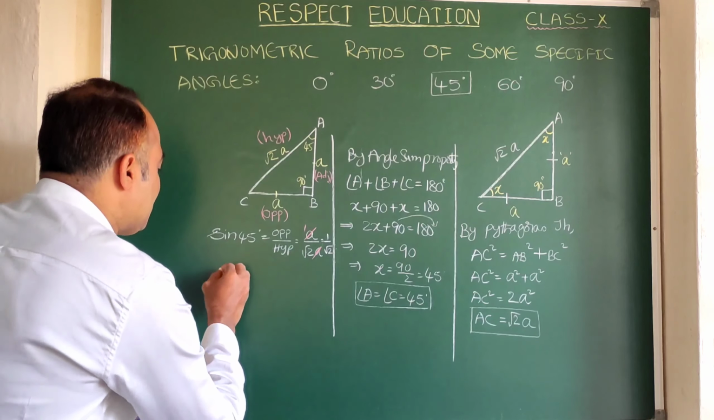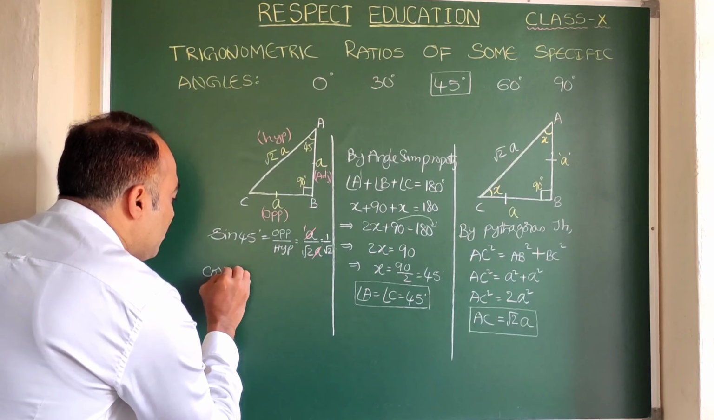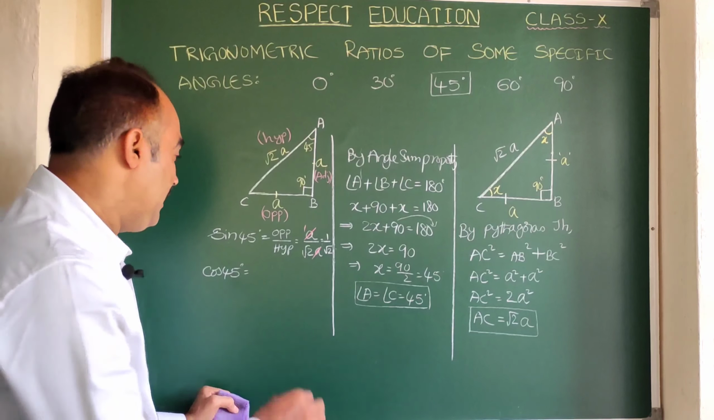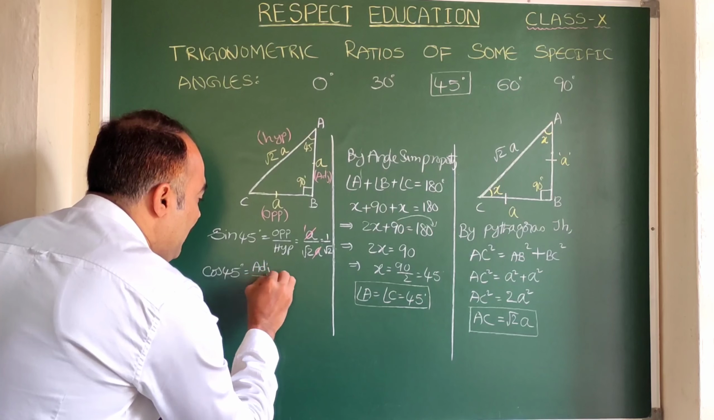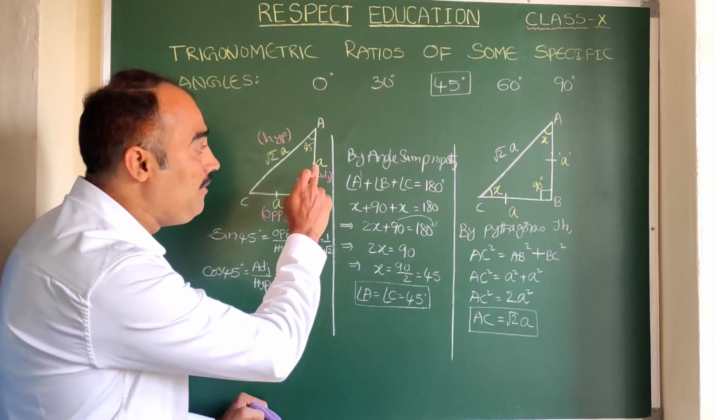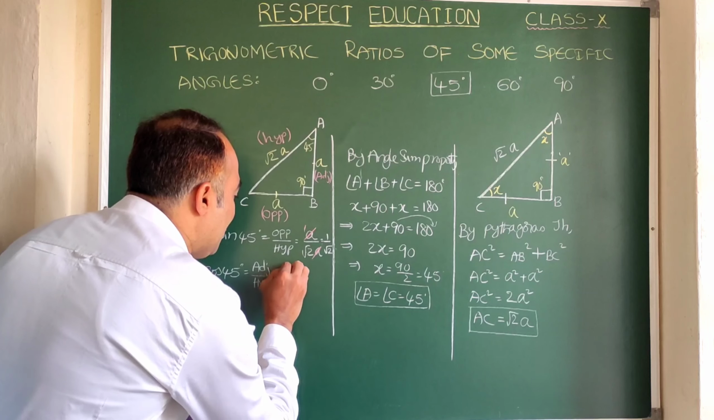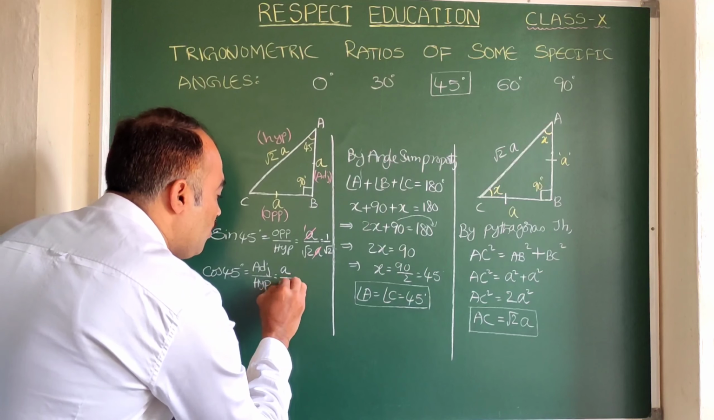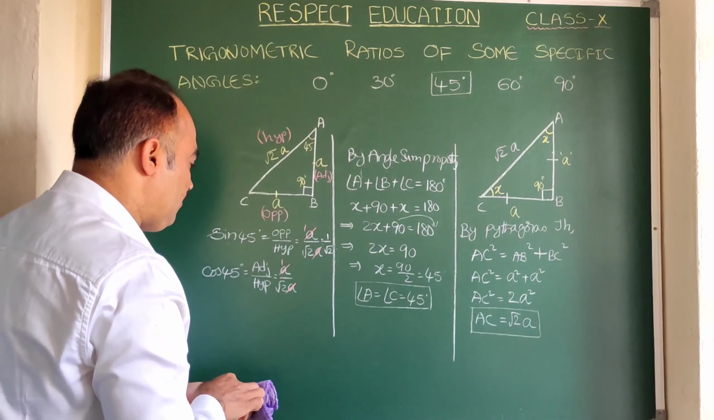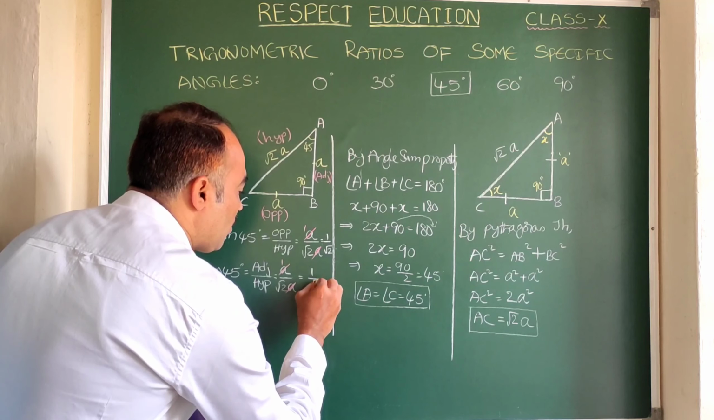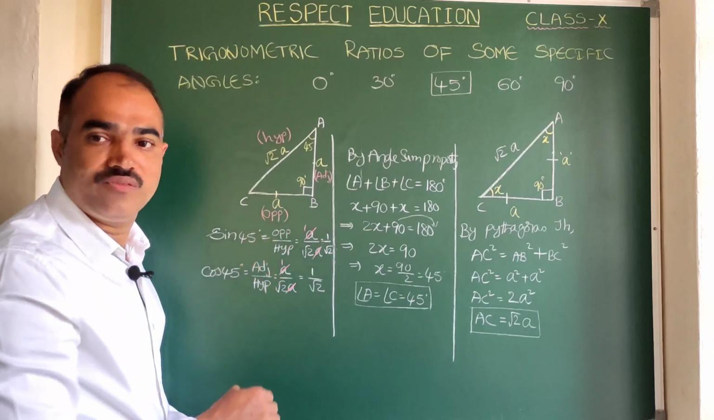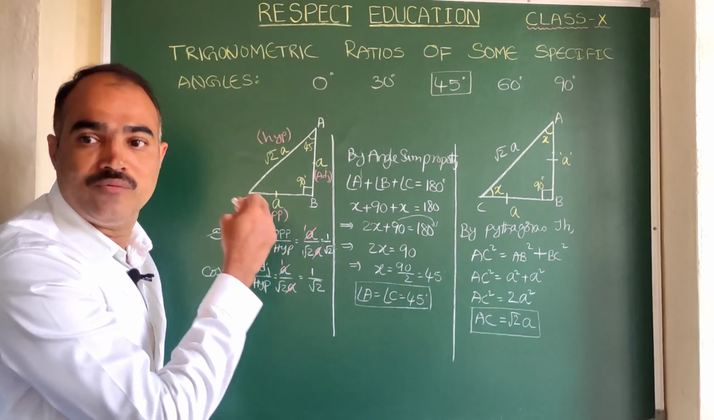Now let us find cos 45 degrees. What is the cos theta formula? Adjacent side to theta by hypotenuse. Here from this figure, what is the adjacent side? AB. AB value is how much? Small a, by hypotenuse which is again root 2 a. A and A get cancelled one time. So you get 1 by root 2. That means sin 45 degrees is 1 by root 2, and cos 45 degrees is also 1 by root 2.